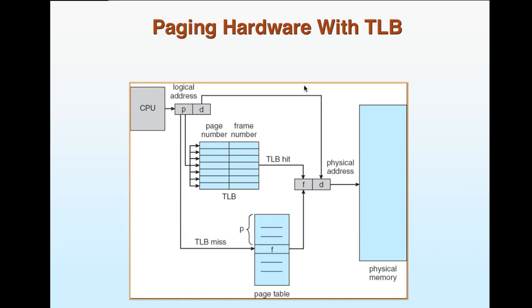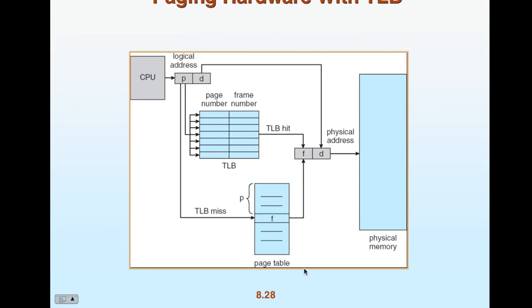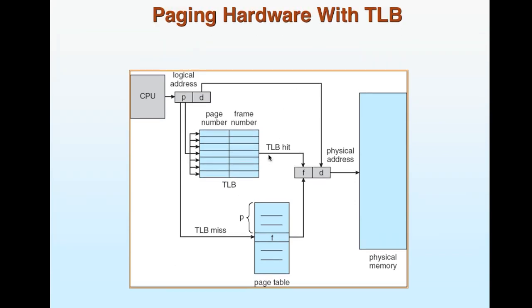Going back to what I said about the translation look-aside buffer, we can actually put it in hardware if we wanted to. If we put it in hardware, it's going to look like this. It looks just like the software, actually. We have the CPU and the logical address. The logical address is mapped to the physical address. We have this look-aside buffer here that's got the page number with the frame number, and we have the page table down here.